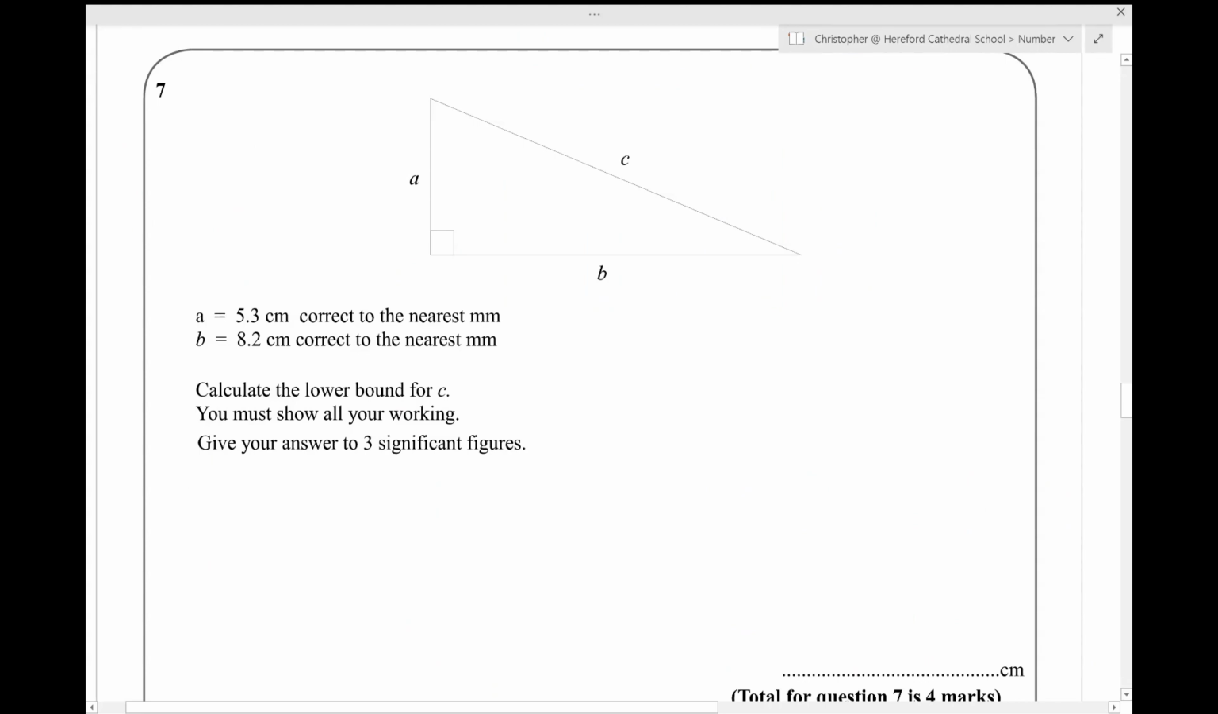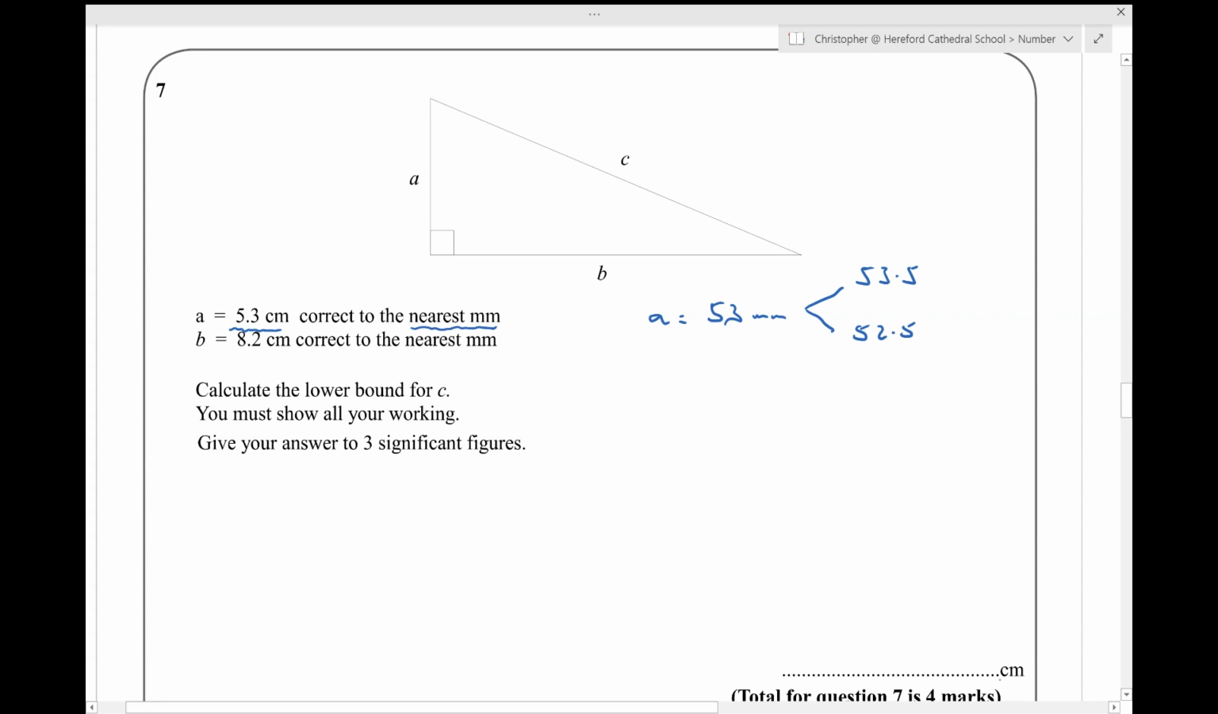Question 7. I've got a right angle triangle here, so I'm thinking about Pythagoras and trigonometry. I'm given the length of A is 5.3 centimetres, correct to the nearest millimetre. So I'm going to do a bit of careful thought here, because 5.3 centimetres is 53 millimetres, and my A is correct to the nearest millimetre. So I'm going to think about things in millimetres here. So the upper bound is 53.5 millimetres, and the lower bound is 52.5 millimetres.